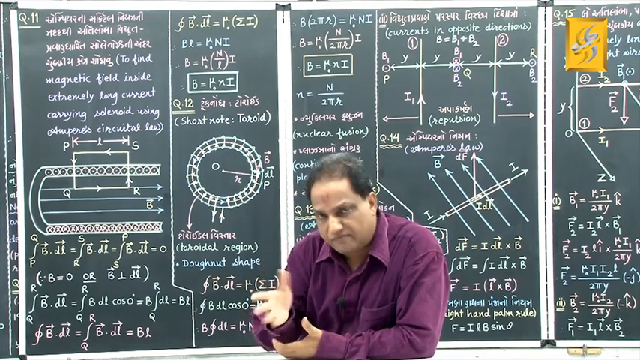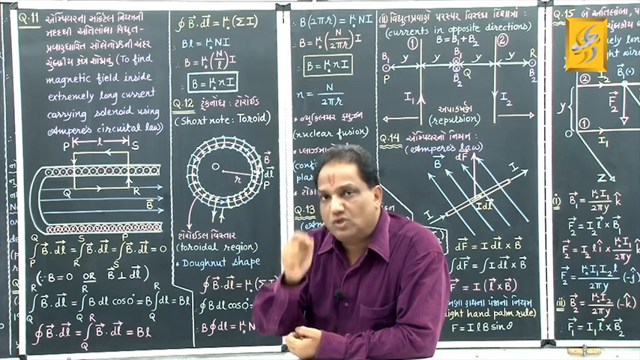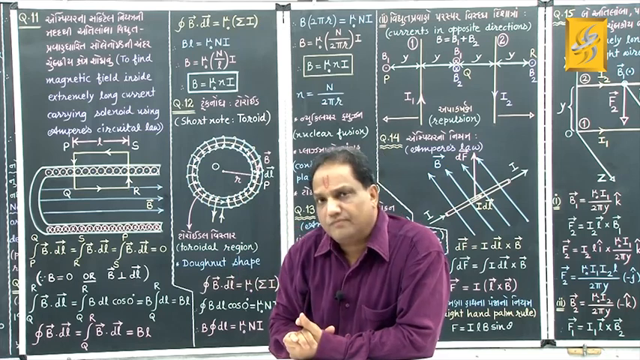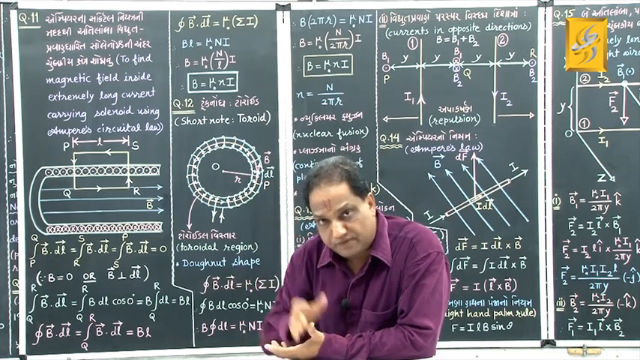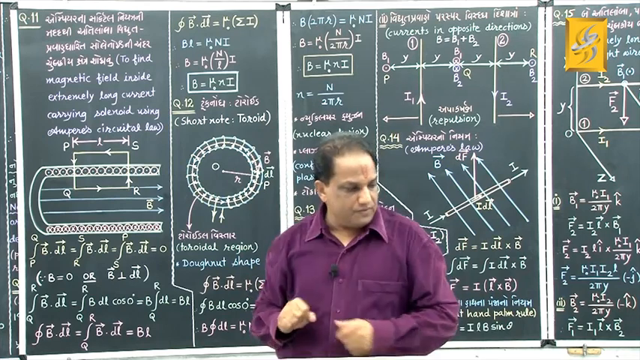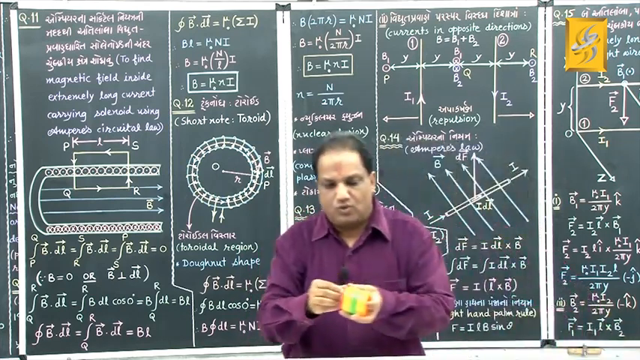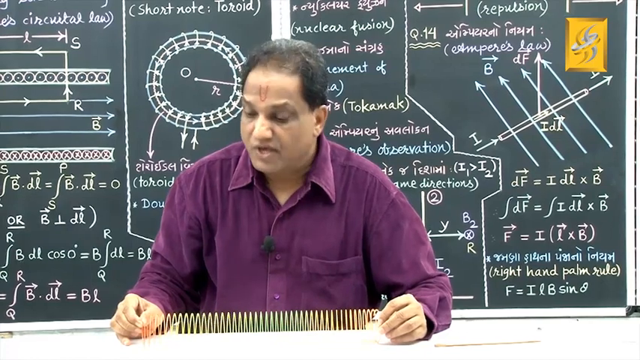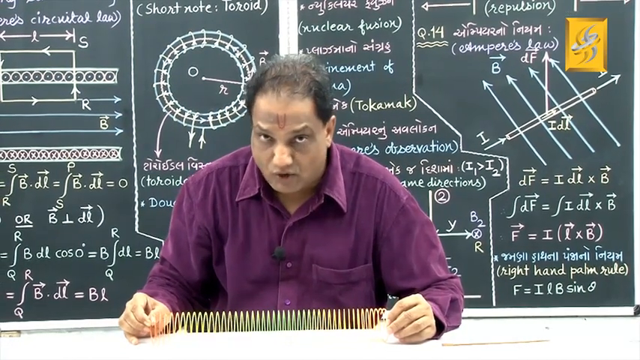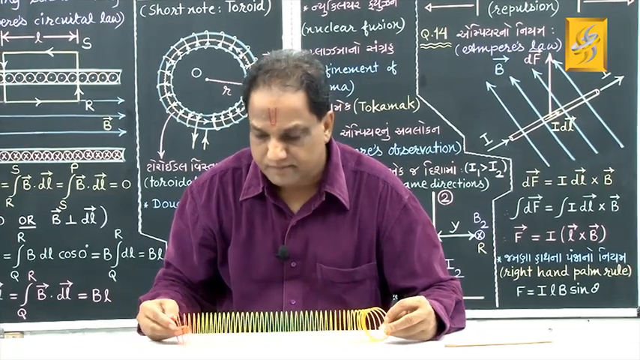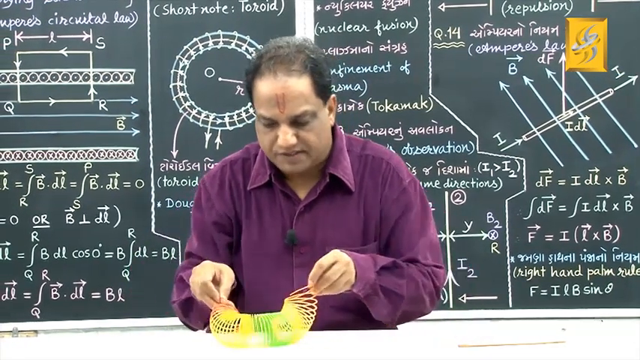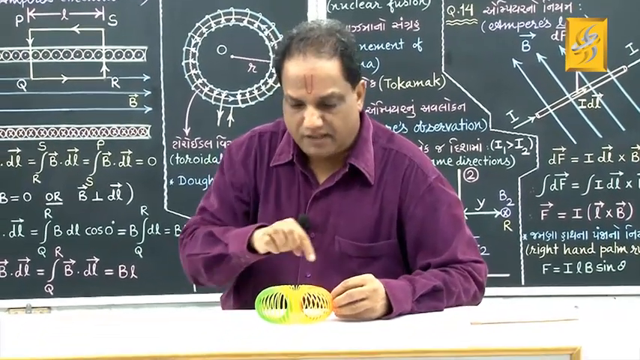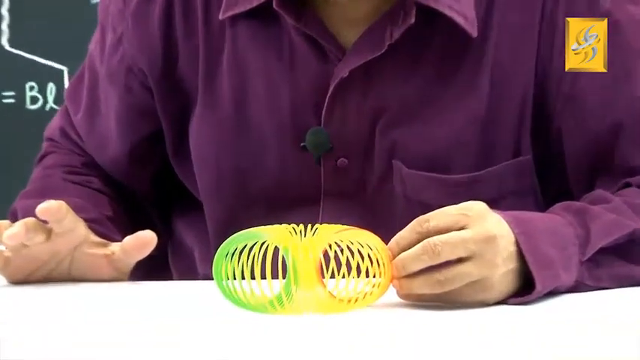Now how is it prepared? Very simple. If you join two ends of a solenoid to form a circular construction, then that construction is called a toroid. How does it appear? I am showing you. Look, last time I had shown you this sort of solenoid, remember? Now, if you join the two ends of the solenoid to form a circular coil, then it will appear like this, correct? And this particular circular coil is known as a toroid.